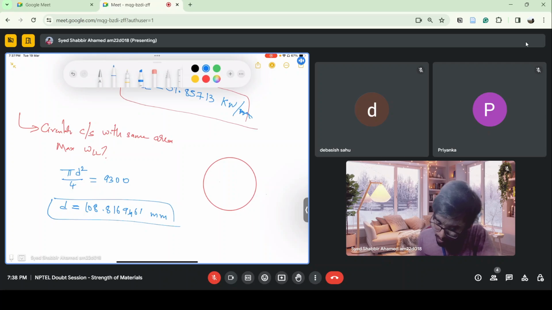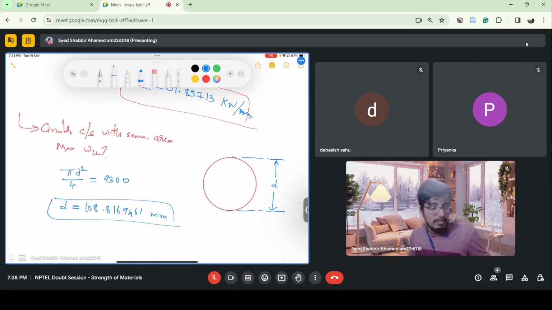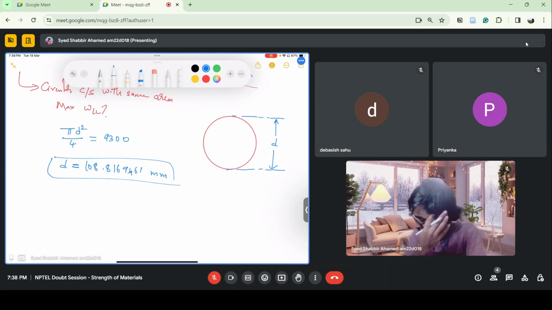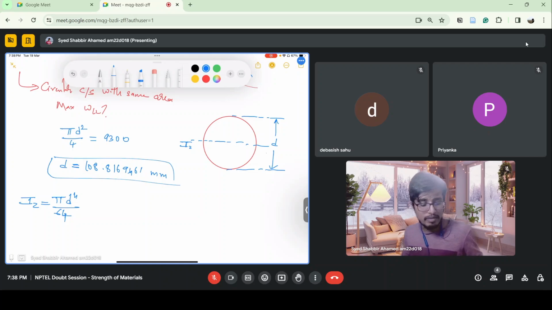Just doing it so that we can appreciate how the cross sections affect the maximum bending stress or the load carrying capacity of the beam. So for a circular cross section, the moment of inertia about this axis ZZ is pi d power 4 by 64. So this is about this axis.